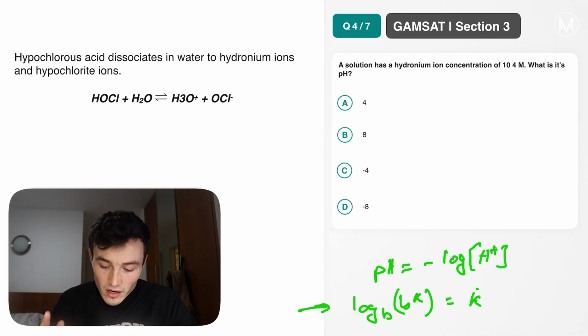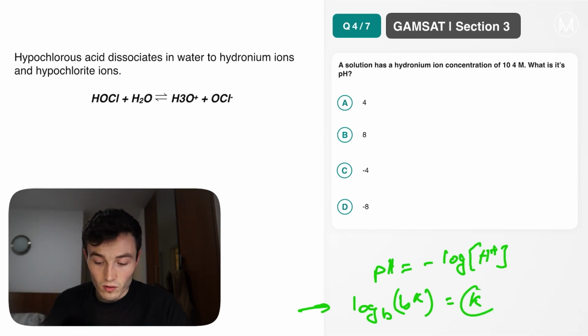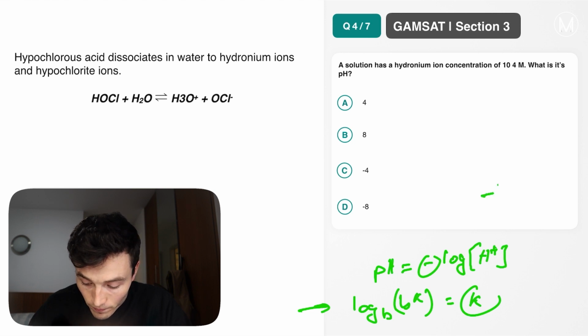So in this case, remember, we do have a minus, however. In our case, we have log to the base 10 of 10 to the power of 4. So that means our answer is just 4 in this case, for representing the K. However, remember that pH is minus the log, and therefore it's minus 4.